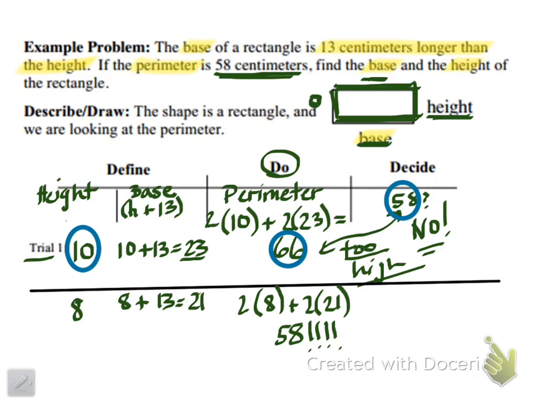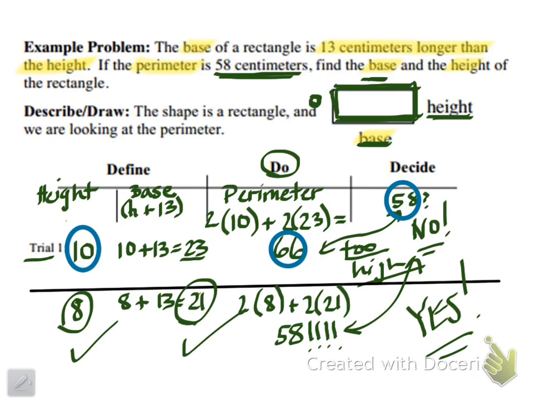Yay. Because that is exactly what our perimeter actually is. So we know that this absolutely works. So now for our answer, we would know that our height is 8 and our base is 21, and that would be our answer. Okay?